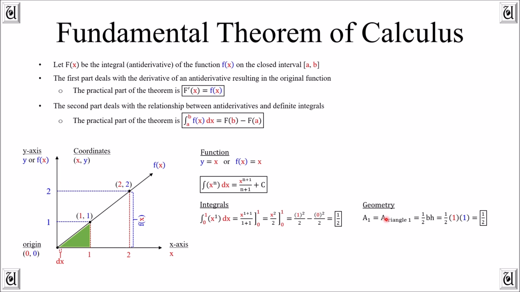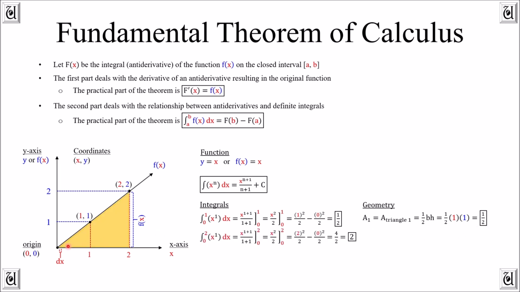Also, we could look at the geometry. And this area is just the area of a triangle, right? And we hopefully remember that the area of a triangle is 1/2 base times height. So maybe this will kind of convince you what's going on here. So the base of this triangle is 1, the height is 1, and so we could do 1/2 base times height and we get the same thing.